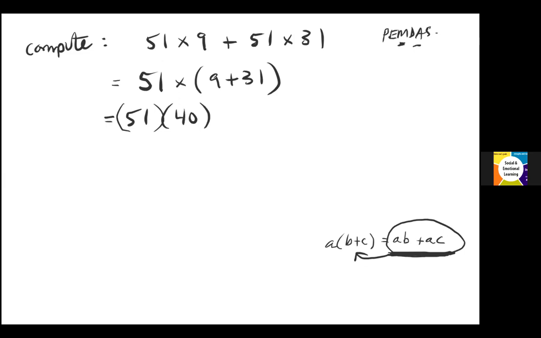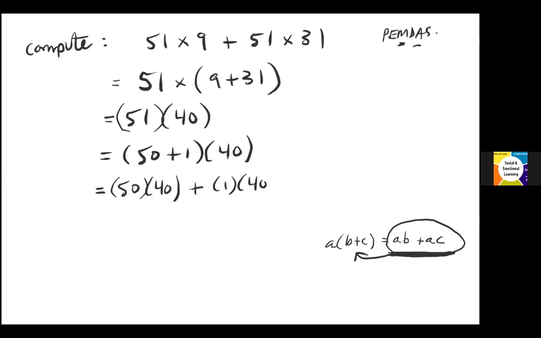So you know what I would do? Or they do this in the book. We could say this is equal to (50 plus 1) times 40. And then distribute the 40 again. We could say 50 times 40 plus 1 times 40. And these numbers are much easier to multiply. 2,000 and 1 times 40 is 40.